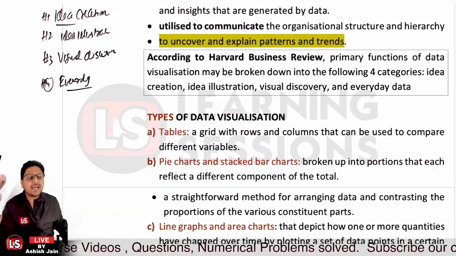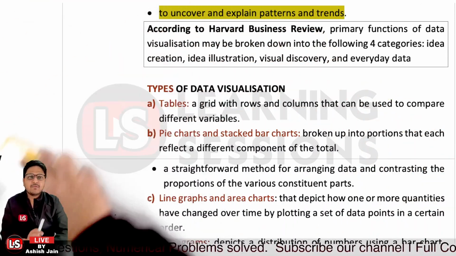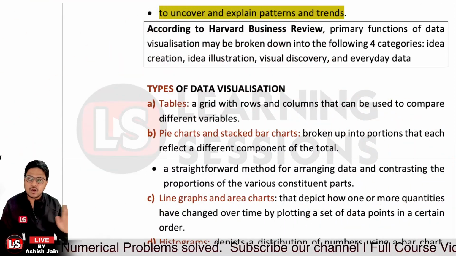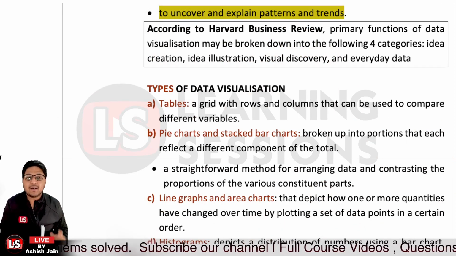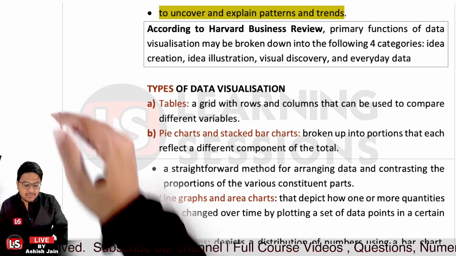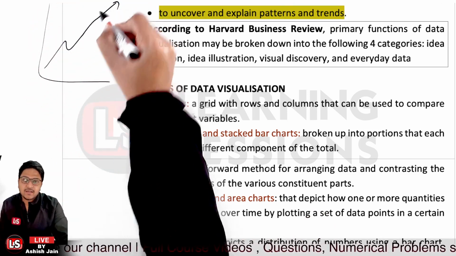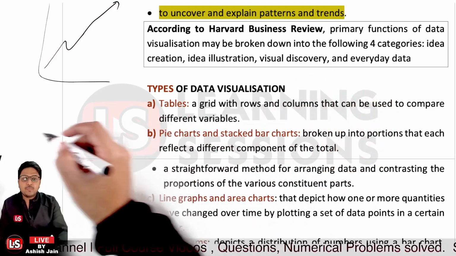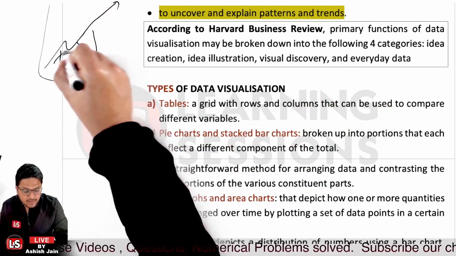Further, it's related to types of data visualization. It could be in the form of tables. The data can be visualized in the form of tables, a grid of columns and rows. The second could be pie charts. Stacked bar charts can be there. Line graphs can be there. Like we have this particular chart and you have the line, something like that, right? That's a line chart. And also it could be an area chart, where some area is related to something.